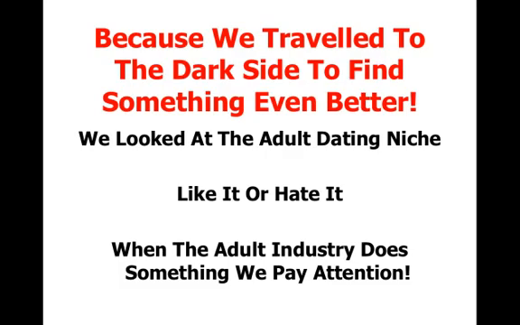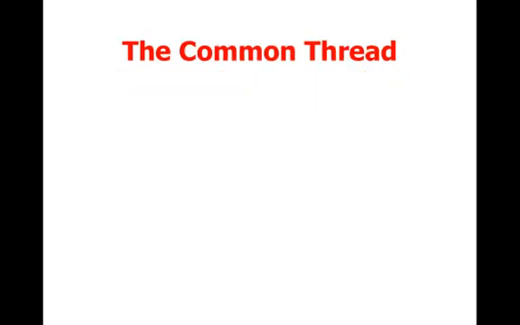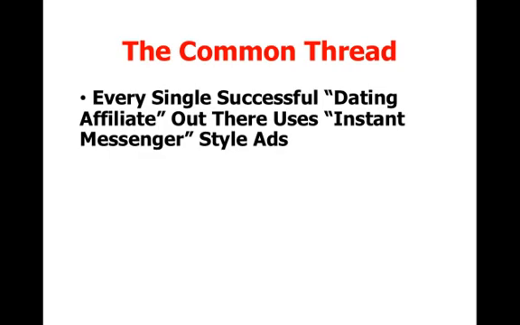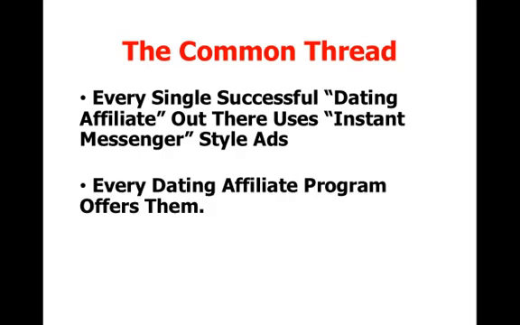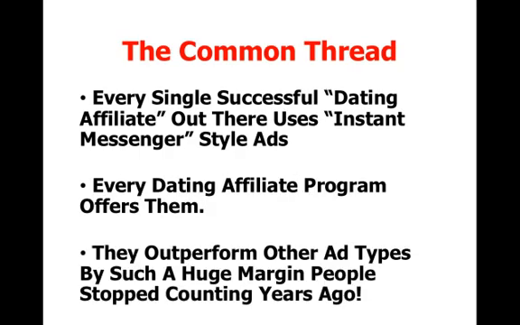And we looked at the adult dating niche, and like it or hate it, when the adult industry does something, we pay attention. And the simple reason for that is that these guys are sitting on something like 20% of all traffic on the internet, and they're in a $1 billion industry. Compared to that, our little internet marketing world is just a speck of dust. So like or hate their content, it usually pays off to pay attention to what they're doing, and that's just what we did. And the common thread we found was that every single successful dating affiliate out there uses instant messenger style ads. Every dating affiliate program out there offers them, and instant messenger ads outperform other ad types by such a huge margin people even stopped counting years ago.